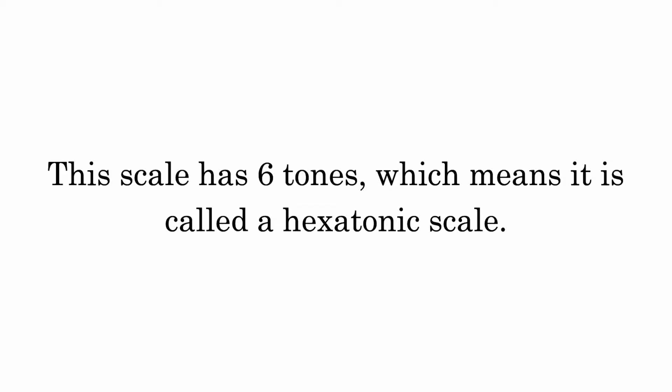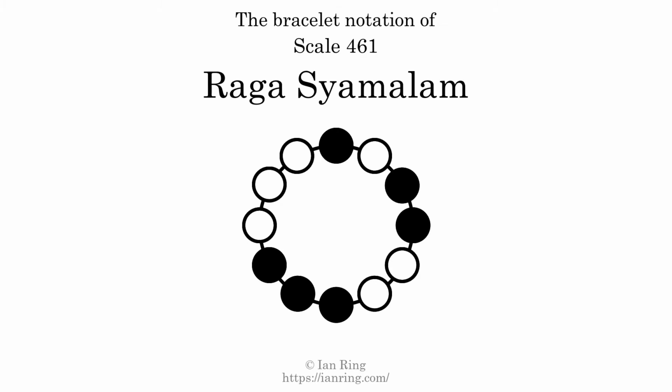This scale has 6 tones, which means it is called a hexatonic scale. This is a bracelet notation diagram of scale 461. The shaded circles represent tones that appear in the scale, and they are read clockwise, starting at the top.